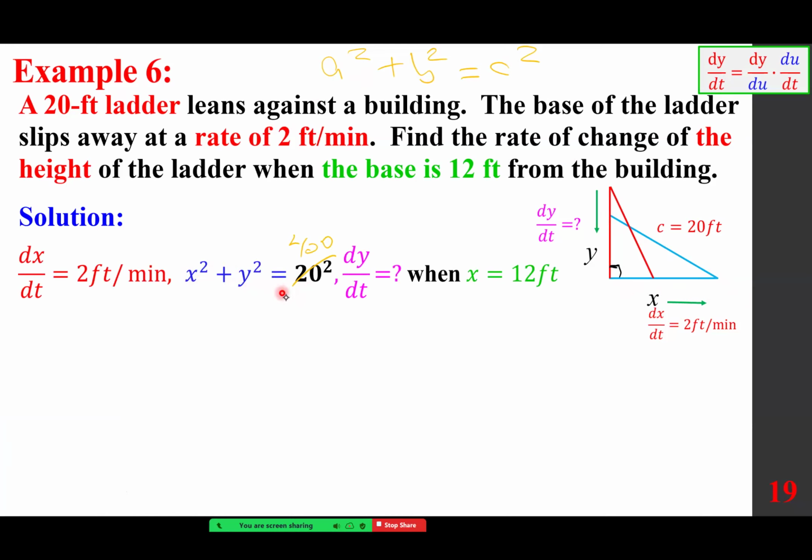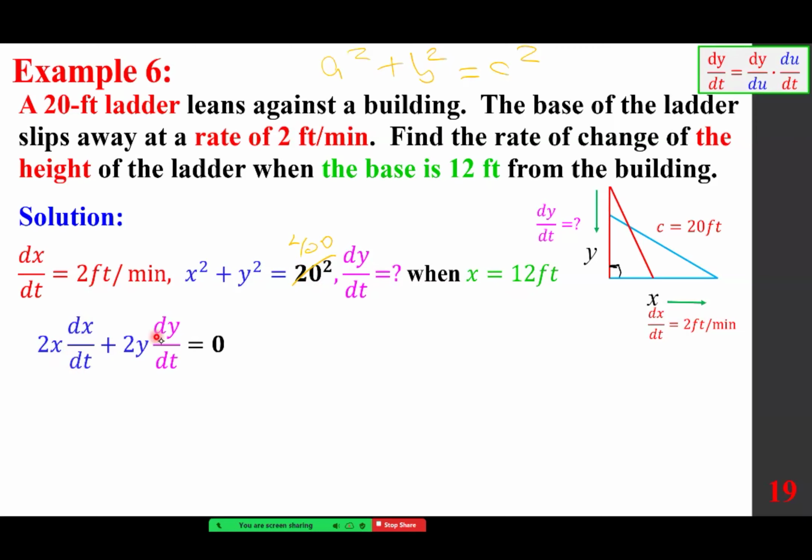We have to differentiate this in order to get to dy dt because dx dt is given. X squared gives 2x dx dt. Y squared gives 2y dy dt. The derivative of any number, including 400, is 0. This is the only calculus step. Now, we are interested in finding dy dt. We have the x, which is 12 feet. We have dx dt, which is 2 feet per minute. But we don't have y.